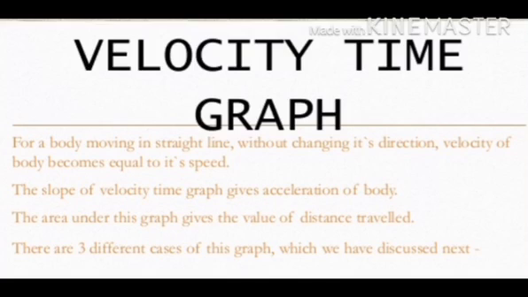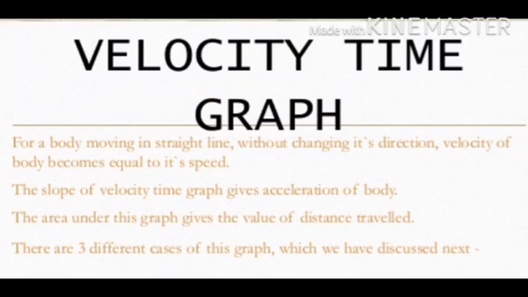Now, velocity time graph. For a body moving in a straight line without changing its direction, the velocity of the body becomes equal to its speed. The slope of the velocity time graph gives the acceleration of the body. The area under this graph gives the value of distance traveled. There are three different cases of this graph, which we will discuss now.